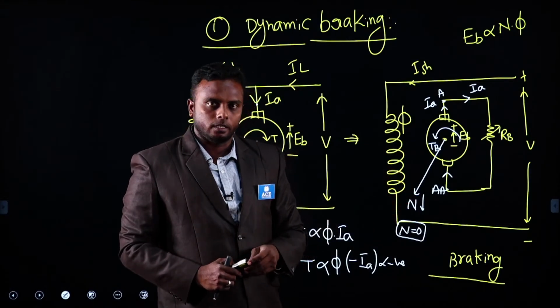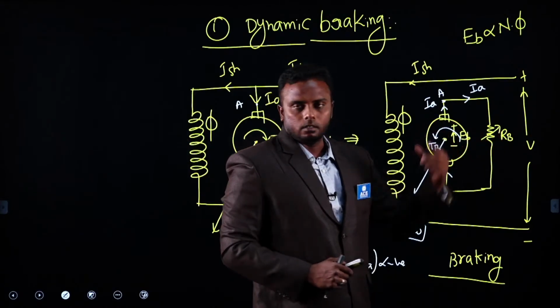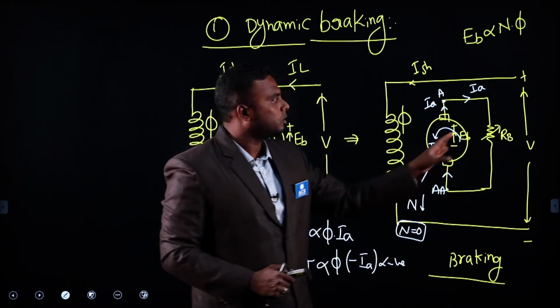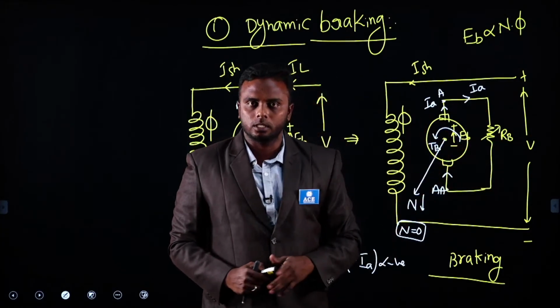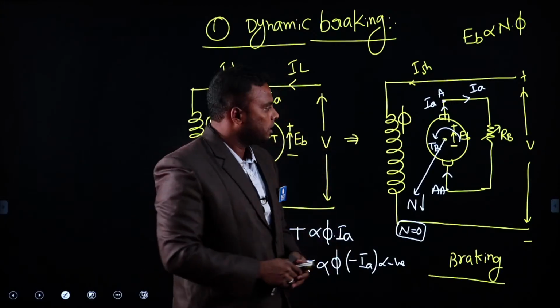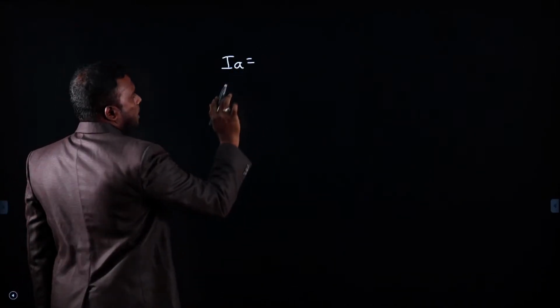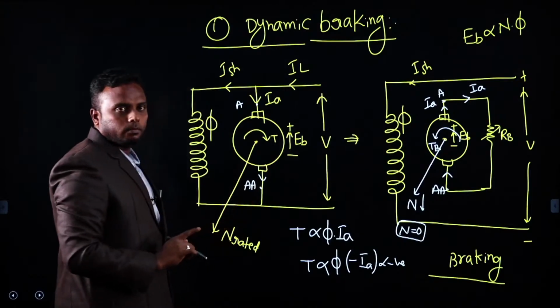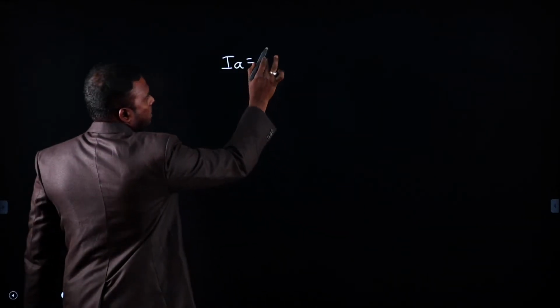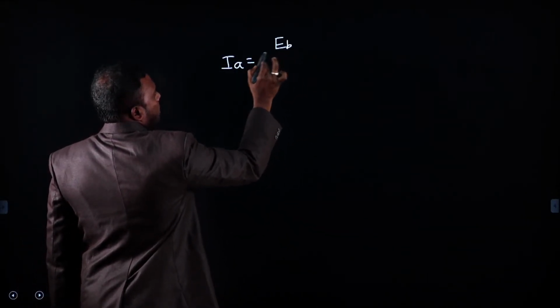Now you may get a doubt again. Then why are we adding a resistor here? Suppose without adding a resistor, we directly connect the armature, then what is the current? Once you connect directly, the armature current is IA equal to this current IA due to back EMF, and inside we have armature resistance, EB divided by RA.